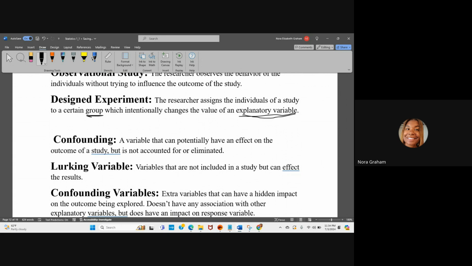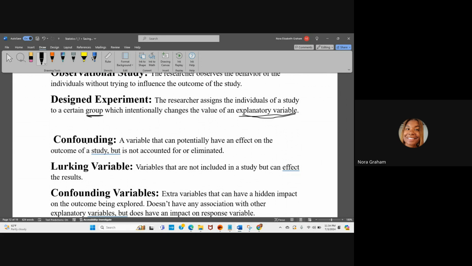Another one that's kind of similar is lurking variable. These are variables that are not included in the study but can affect the results. It's very similar to confounding. But the difference between the two is that a lurking variable in a study can be considered unethical at times.